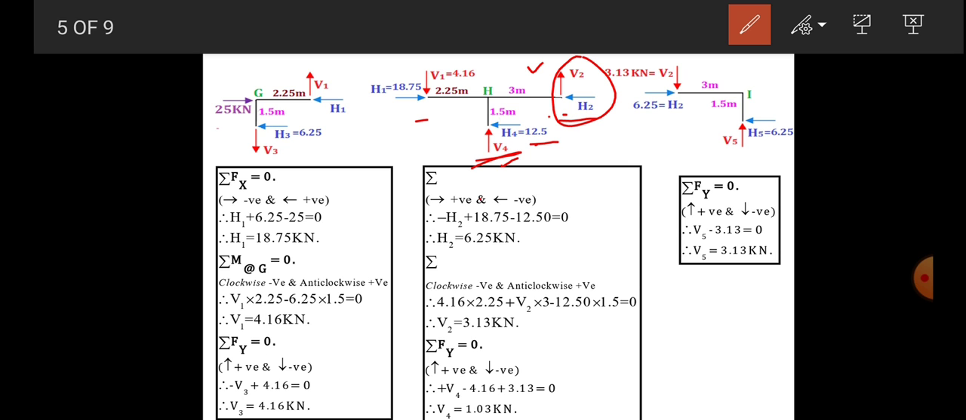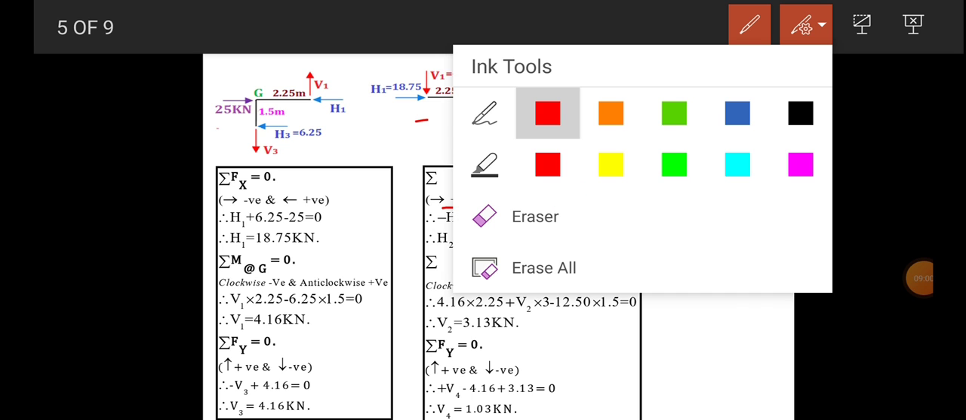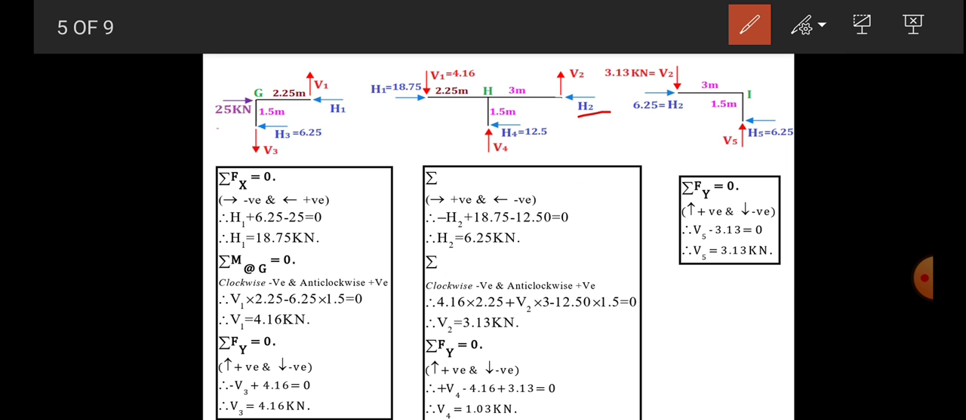So let's first do summation Fx. Let's consider right side positive and left side negative as the sign convention. So the horizontal forces are minus H2, then plus 18.75, next minus 12.50 is equal to 0. So we get H2 is equal to 6.25 kilonewton, positive sign. So whatever sign we assumed is correct.